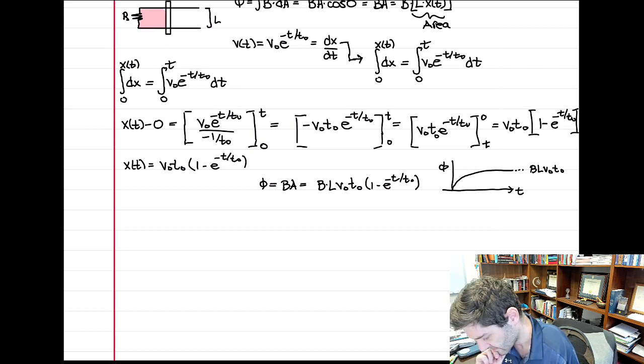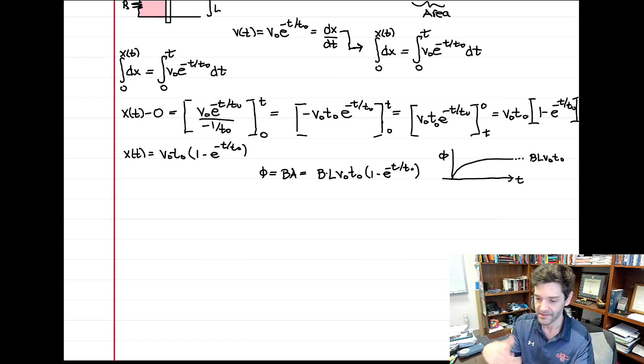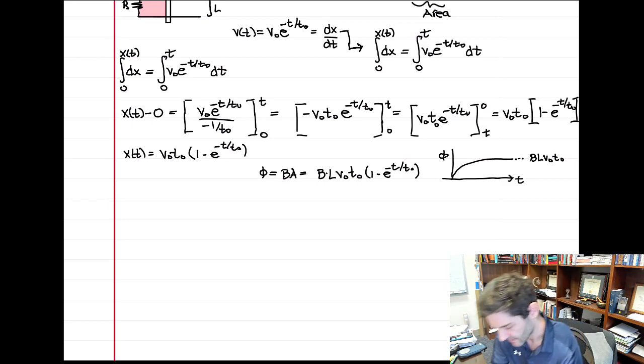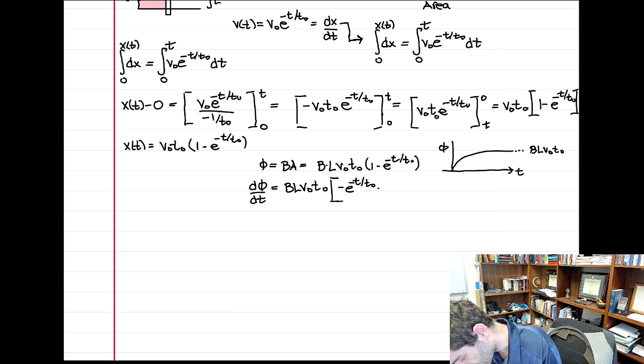Okay, so that's the flux. The nice thing is that if you have it analytically, you might think this was kind of harder, but you don't have to think about starts and ends, because we have the time derivative. Now we can just take the derivative of this thing: B, L, V naught, T naught. Then I have to take the derivative of that thing in parentheses. So the 1 goes away. Then I have negative. The derivative of the exponential is itself. And then chain rule, 1 over T naught pops out.